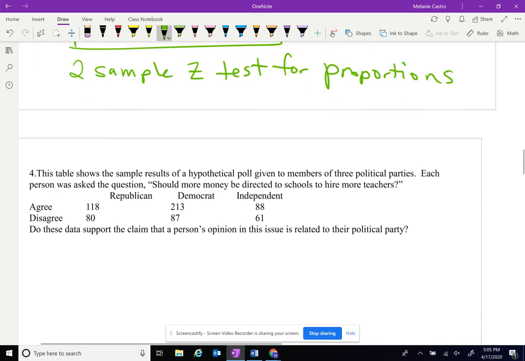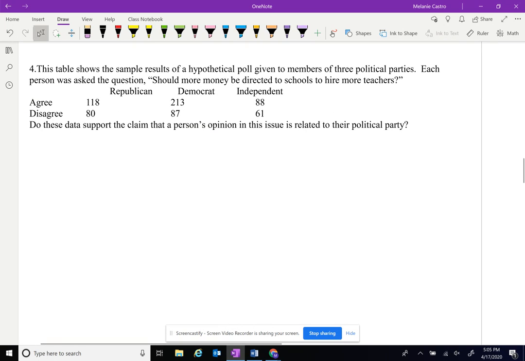Okay. Next one. This table shows the sample results of a hypothetical poll given to members of 3 different political parties, Republicans, Democrats, and Independents. Each person was asked the question, should more money be directed to schools to hire more teachers? And so we have a two-way table. Do these data support the claim that a person's opinion on this issue is related to their political party? So this is the chapter that we kind of got cut off on, and hopefully it's at least obvious that you should do some sort of chi-squared test.